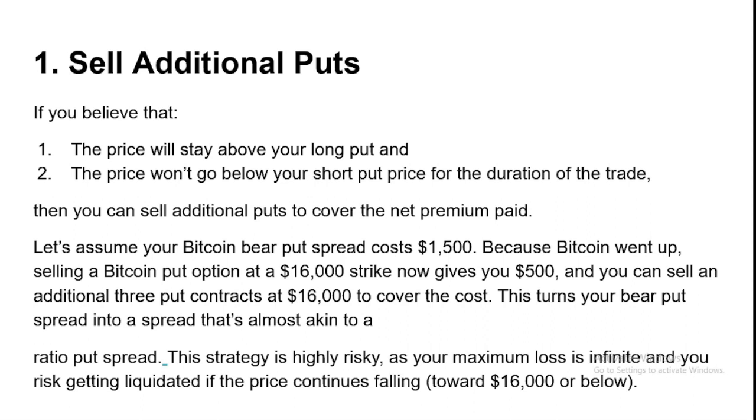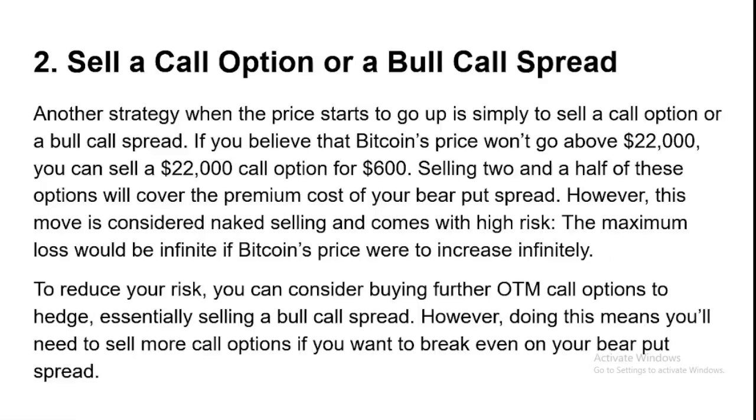So let's assume your Bitcoin bear put spread costs $1,500. Because Bitcoin went up, selling the Bitcoin put option at a $16,000 strike now gives you $500, and you can sell an additional three put contracts at $16,000 to cover the cost. This turns your bear put spread into a spread that's almost akin to a ratio put spread. This strategy is highly risky as your maximum loss is infinite, and you risk getting liquidated if the price continues falling towards $16,000 and below.